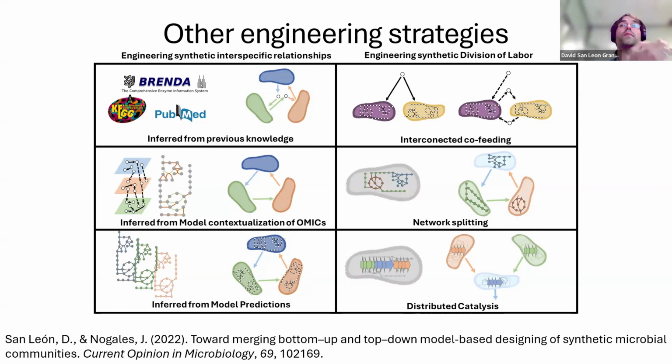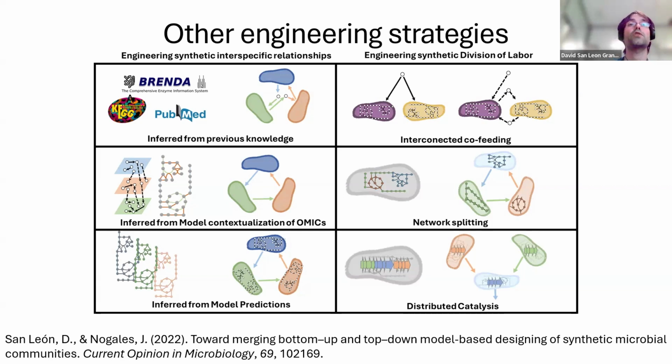We can, of course, try to use metabolites that are co-feeding between the species to control each other, or maybe we have a heterologous pathway that we can divide, this network, into different species to finally produce the final metabolite. Or we can even distribute the catalysis in different species to again reduce the metabolic burden.